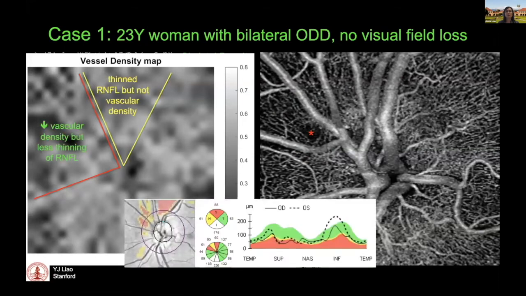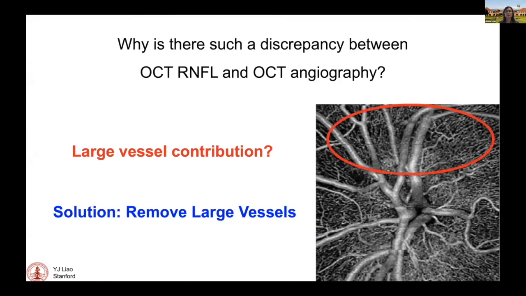However, when we looked at this, it's curious that the superior area, which had a significant amount of thinning on the OCT nerve fiber layer analysis, there wasn't the same kind of flow void in that area that I might have expected. So why is there this discrepancy between the two? So we wonder, well, maybe, look at all those very large blood vessels, they're carrying blood away from the optic nerve to supply the rest of the retina, but it is not actually contributing to local perfusion, and maybe that's part of the artifact of the analysis.